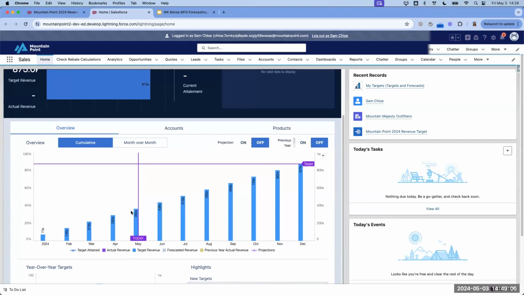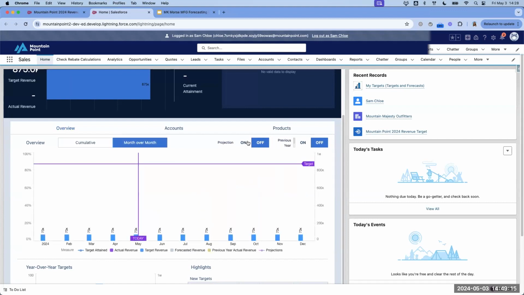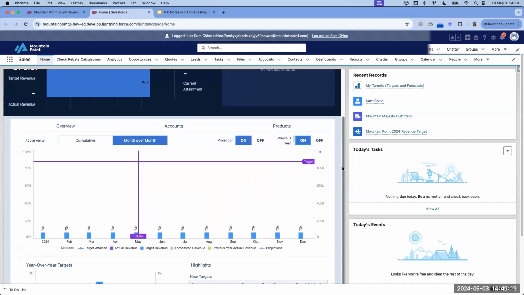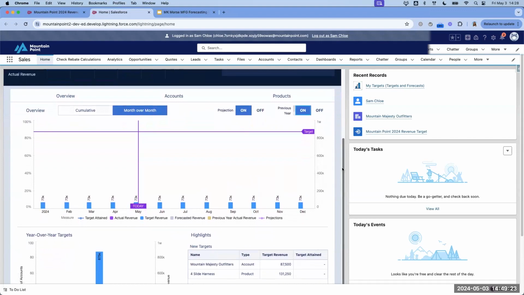And then we can come down here and take a look at the target attainment, the target revenue. So this one's cumulative. We can look at it month over month. We can do a projection, and we can turn on previous years, though there's not a whole lot of data on this one because, again, Sam doesn't have any revenue. I can show it from the admin perspective too, but you can compare previous years. So maybe Sam wants to see, well, how am I doing this May compared to last May?